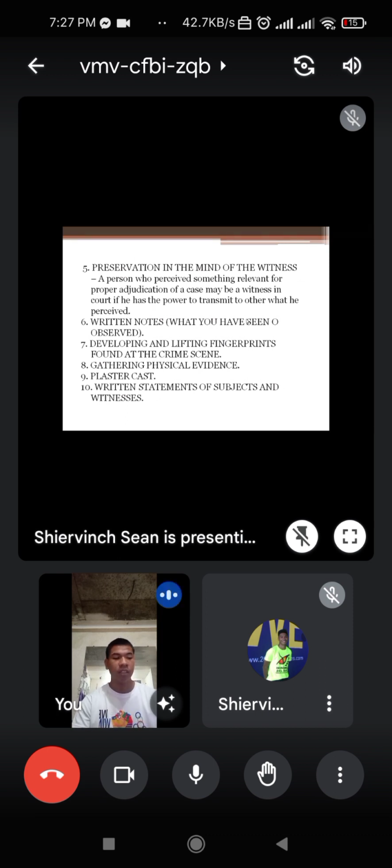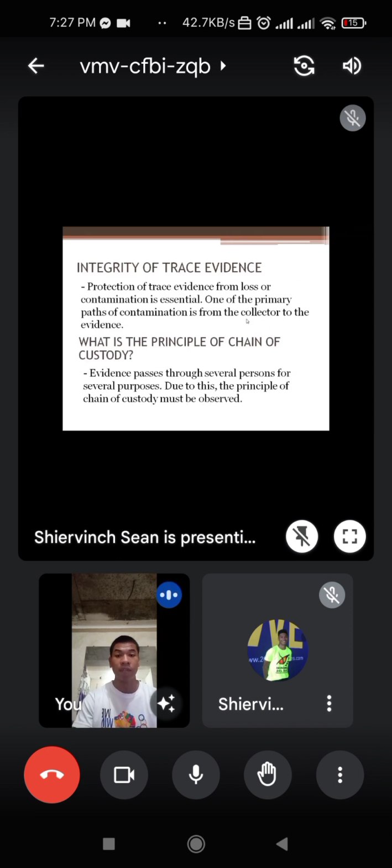So next is the integrity of trace evidence. In integrity of trace evidence, the protection of trace evidence from loss and contamination is essential. One of the primary paths of this contamination is from the collector to the evidence. So in this case, the collector must ensure that no contamination or no trace is deposited along with the evidence in question. This may include hair or fiber from the collector.